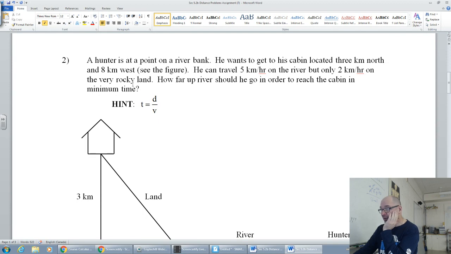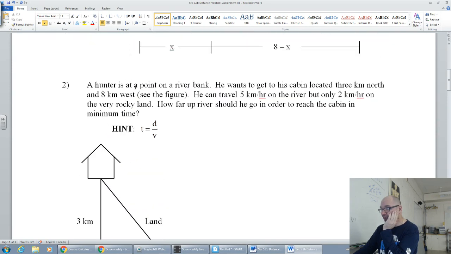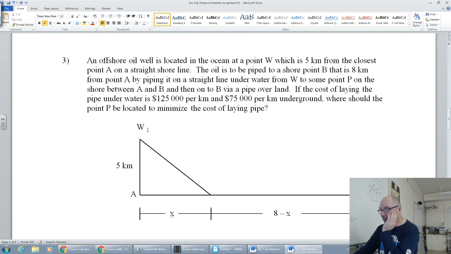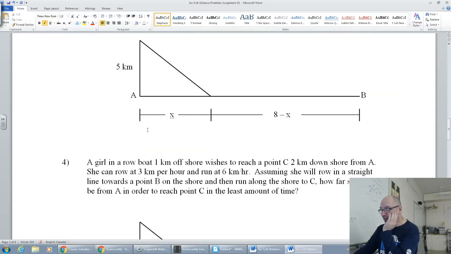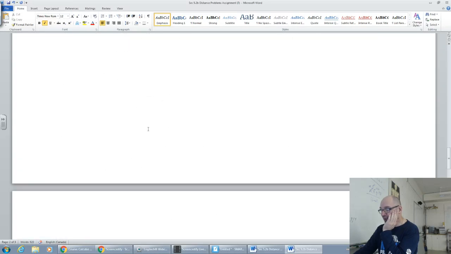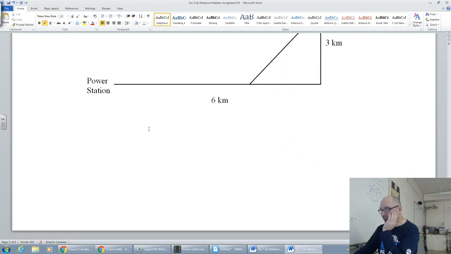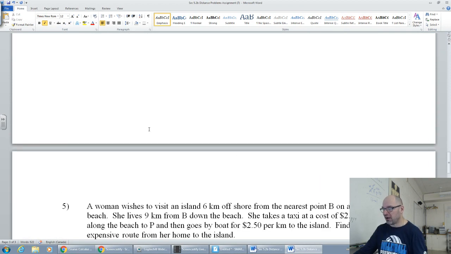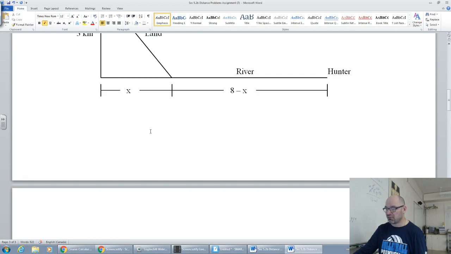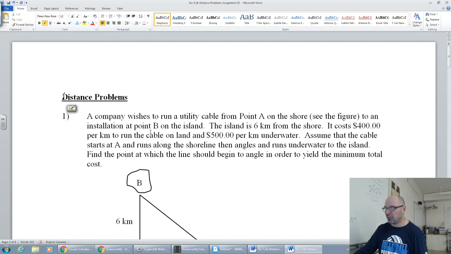Here's one with a hunter and velocity. Time is d over t, there's a hint in there. Here's another one like I did, and another, and another, and another. So there's 6 problems there. Next day you can work through these 6, which I'll put up for you, and you can start today if you want and just get some practice.